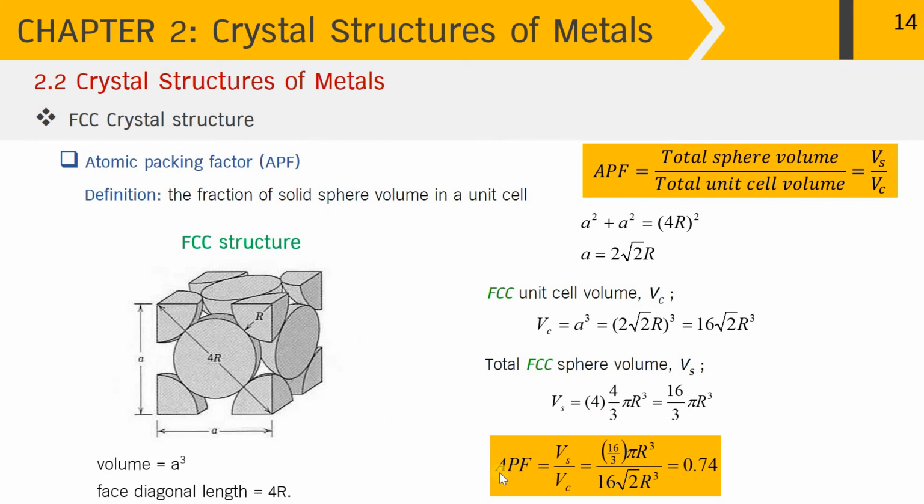Now finally, we can calculate the atomic packing factor, which is Vs over Vc. Then we come up with the number 0.74. It means that 74% of the space within the cube is occupied by the atoms, and that's quite high. And we can say that for the FCC structure, it's densely packed.